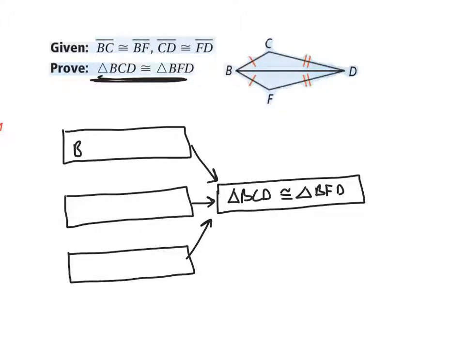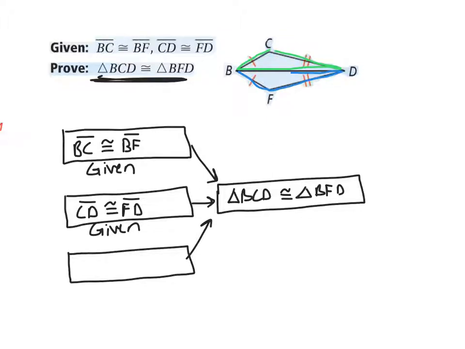I'm given that line segment BC is congruent to line segment BF. I'm given that line segment CD is congruent to line segment FD. All right, well again, looking at these triangles, if I look at this triangle on the top and I look at its counterpart on the bottom, I see that both of those triangles share this line segment BD. And so that must be the missing side.